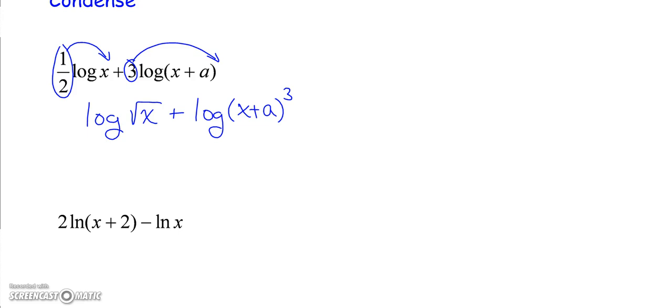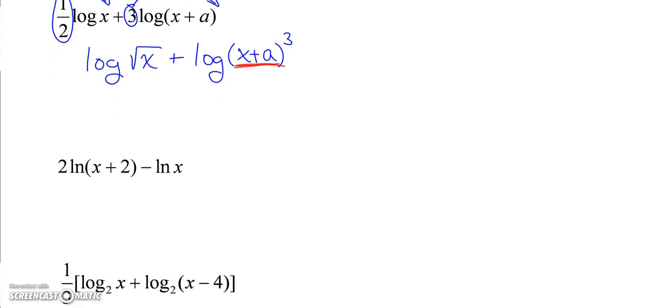Now you've got to be careful, I cannot separate these two. That's one piece that needs to stay together, even though it's an addition. I cannot separate it because it's got the exponent on the outside. What I can do is that because this is an addition, I could write this as the log of the square root of x, and it's the same base with both of these logarithms, times x plus a raised to the 3rd. So that would be condensed down to just one single logarithm.